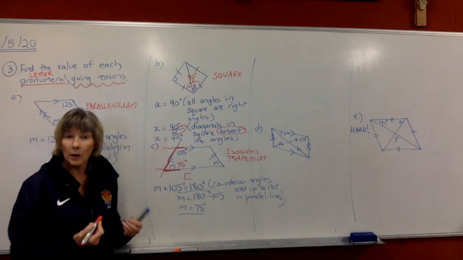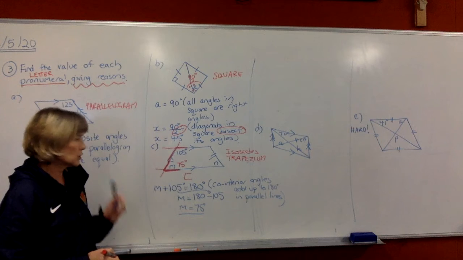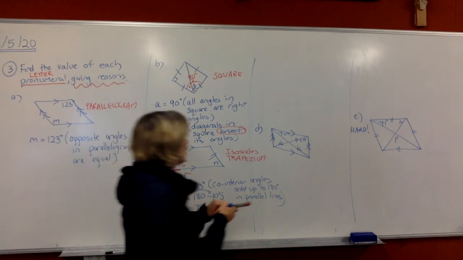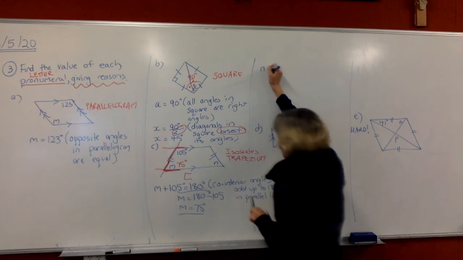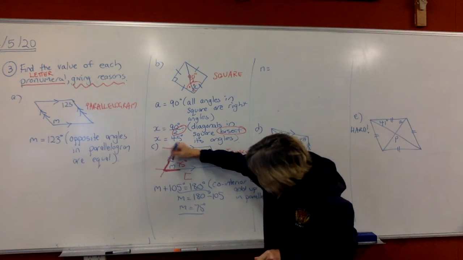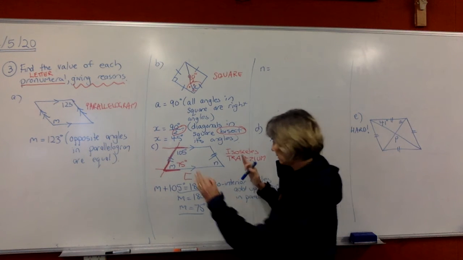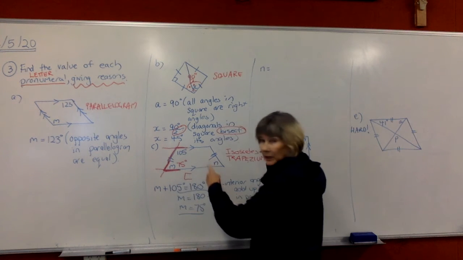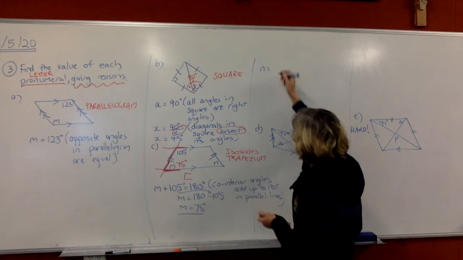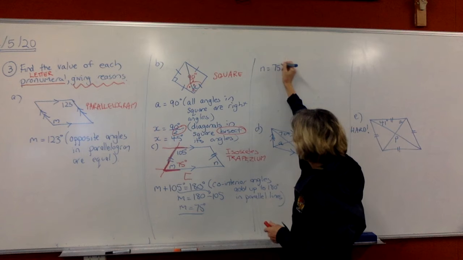Now, I'm going to help you out here, because if we know that this is an isosceles trapezium, we can jump straight to this answer. So for n, I want you to think about this just logically. If that side is equal to that side, think about it. That angle will have to equal this one. So I'm going to say that n equals 75 degrees.